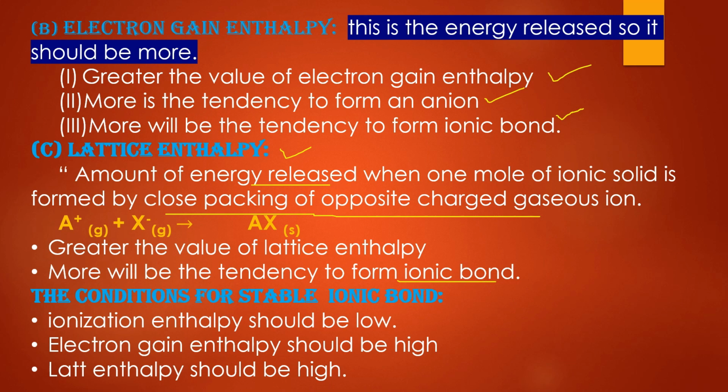So what are the three conditions for the formation of a stable ionic bond? The first is that the ionization enthalpy of the metal should be low, the electron gain enthalpy of the non-metal should be high, and the lattice enthalpy should be high. Whenever these conditions are there, then a stable ionic bond is formed.